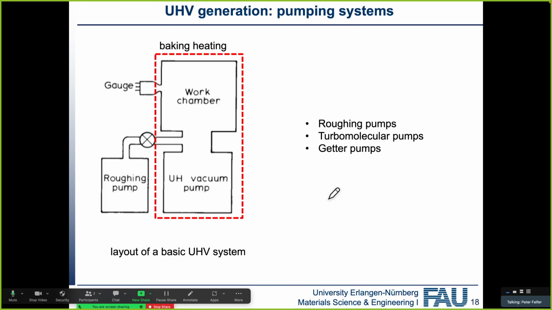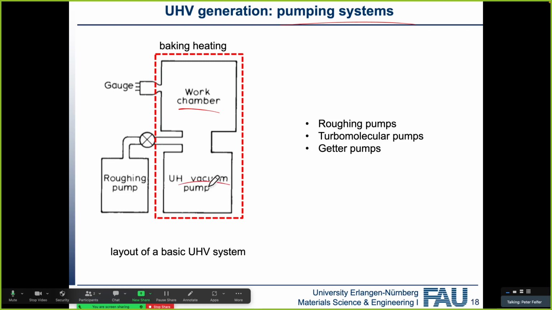Okay, the question is now, we have a chamber. How do we get that chamber to ultra-high vacuum? And this is, of course, by having a pumping system. And a pumping system for an ultra-high vacuum system typically consists of 3 pieces, or 4 pieces really, which is the work chamber, which is the chamber where we do our experiments.